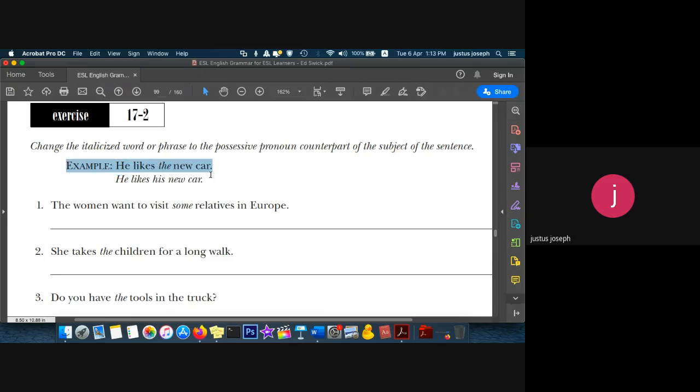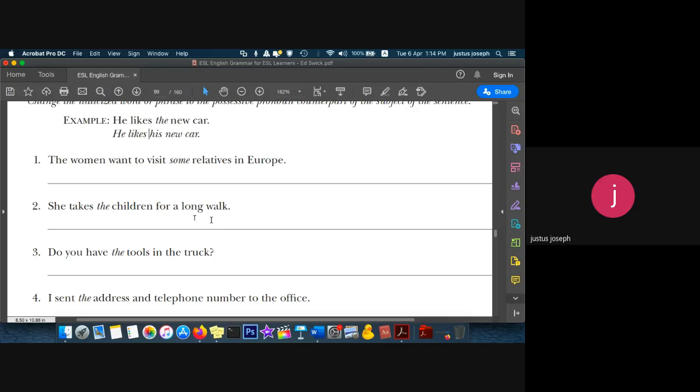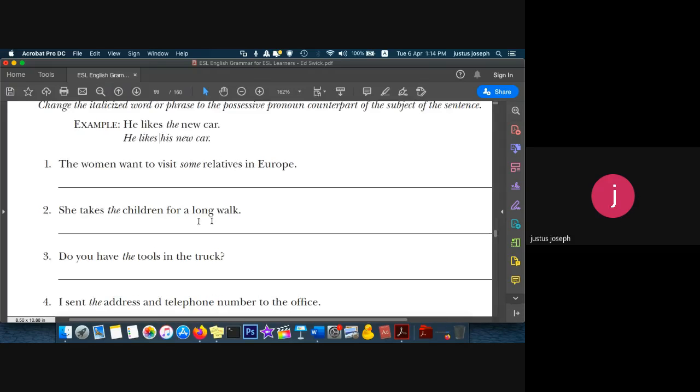Now here we have to make everything into a possessive pronoun. We have to add a possessive pronoun. Look at the example here. He likes the new car. We have to change that into he likes his new car. So look at the sentence. The woman wants to visit some relatives in Europe. The woman wants to visit her relatives in Europe. She takes the children for a long walk. She takes her children for a long walk.